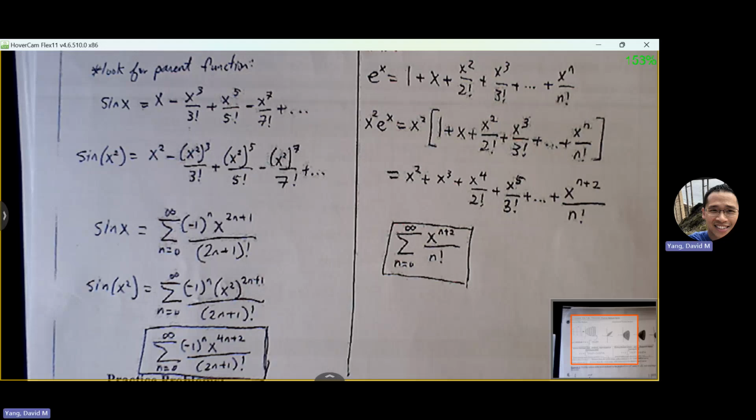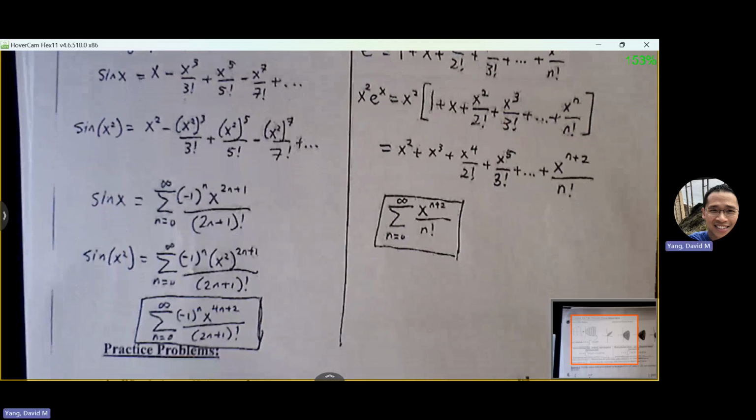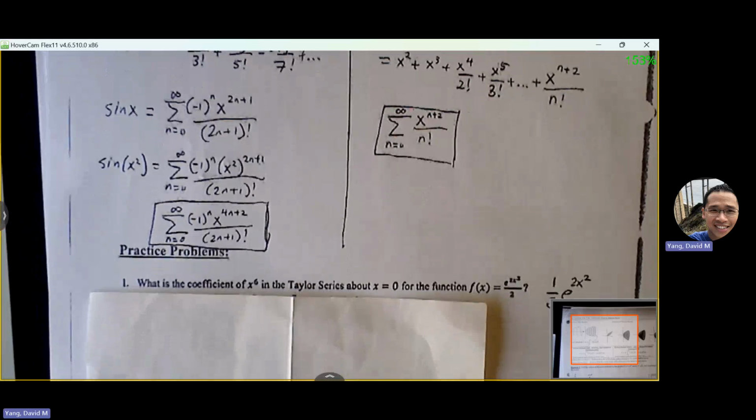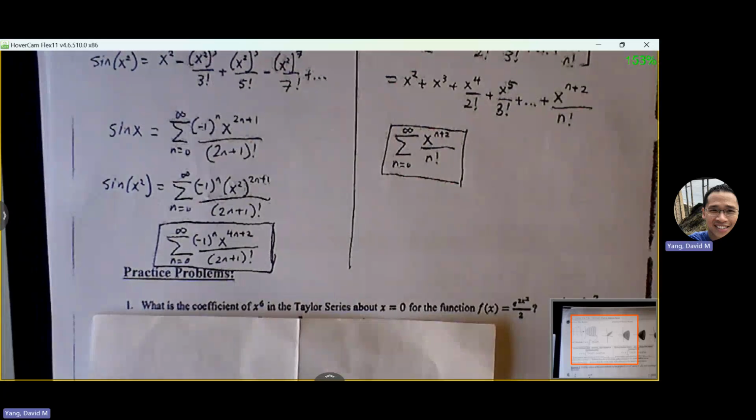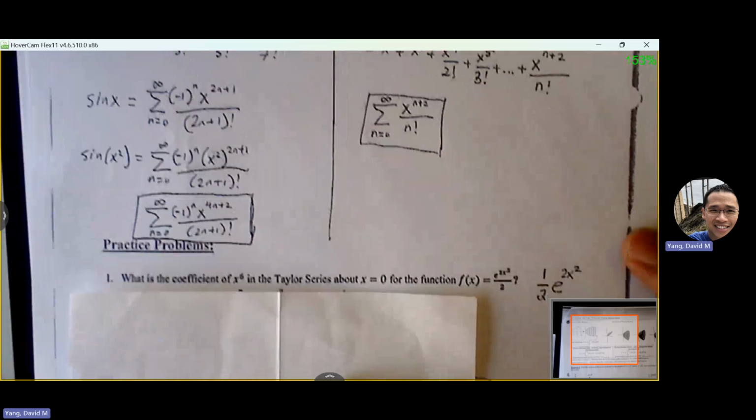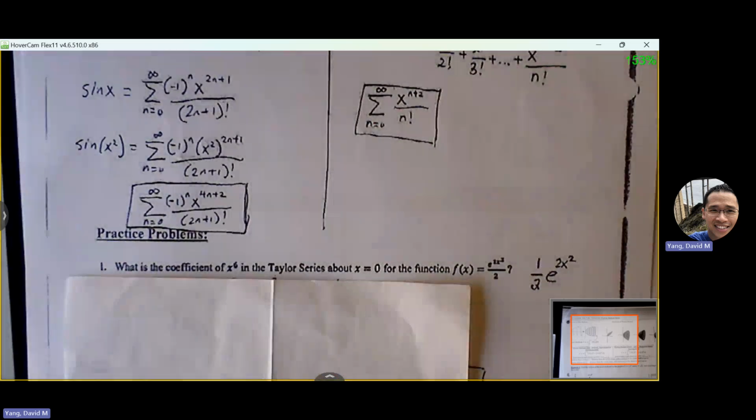All right, any questions here? All right, let's do this practice problem below. What is the coefficient of x to the 6 in the Taylor series about x equals 0? So it's basically saying Maclaurin series, right? Taylor series about 0 is basically Maclaurin series. For the function e to the 2x squared over 3, let's think of that as 1/2 e to the 2x squared. So we can build this out little by little, right?